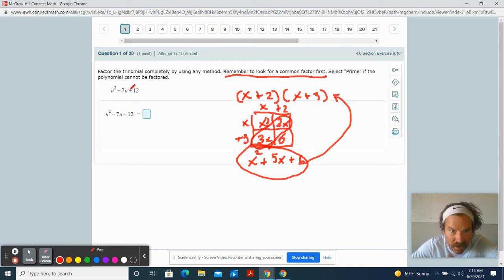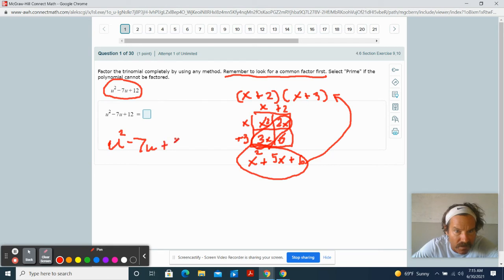So let's take a look at this problem here. This is problem number 1. You'll get one similar. U squared minus 7u plus 12. And let's just think about it as the box here, right? Here's the box. Okay, u squared is what would go in here. So I'm filling in the inside of the boxes first. 12 goes right here.